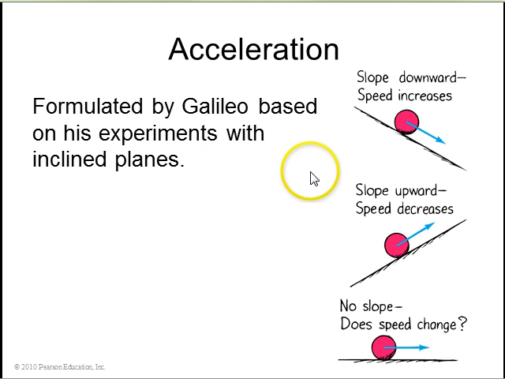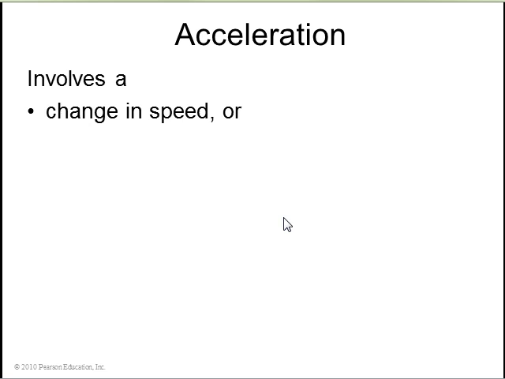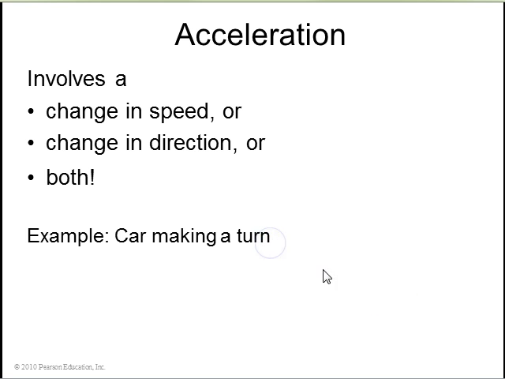So acceleration is a very precise concept in physics. It was formulated by Galileo when he was looking at these inclined planes. He noticed that balls going downwards have the speed steadily increasing, and balls going up a hill have the speed steadily decreasing. And he had this idea that they're not accelerating if it's going on no slope. So acceleration is the rate at which velocity changes over time. It's a tricky concept. It involves a change in speed or a change in direction, or it could be both.